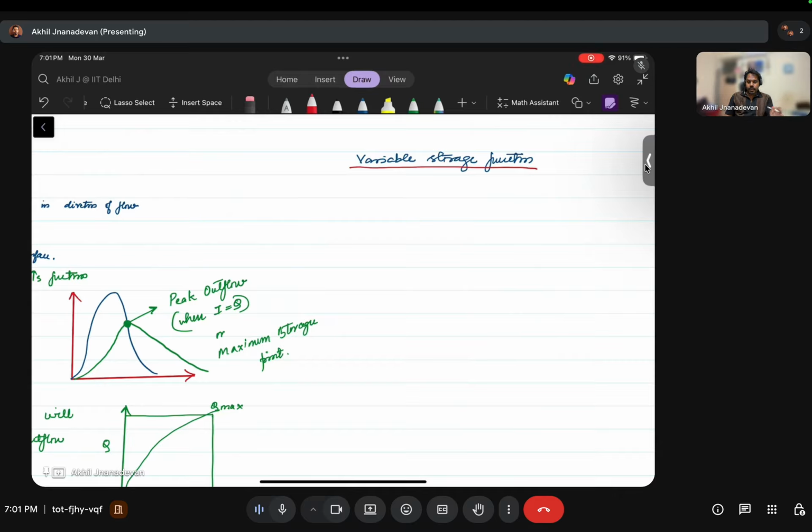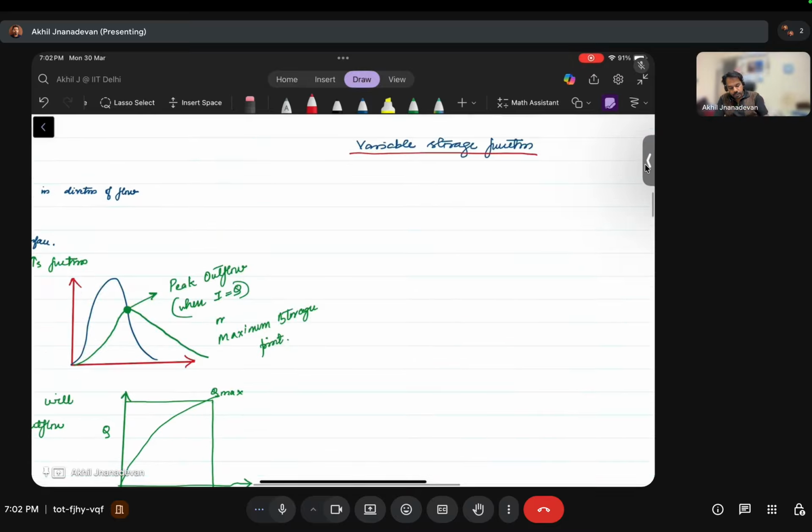In such cases, we call it a variable storage. The storage elevation is changing with time, changing with the influence of this backwater. So the outflow peak will occur after some time, after the intersection of the inflow and the outflow hydrograph. For such cases, if you draw, you will get something of this form.